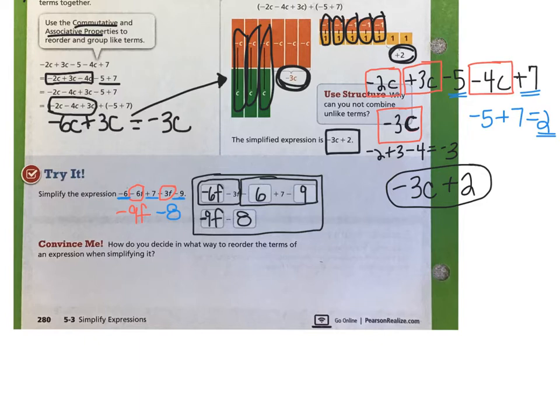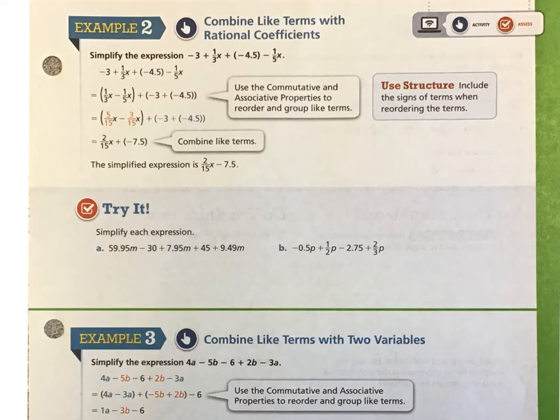Let's move on to example 2. Example 2: combine like terms with rational coefficients. We did a little bit of work with this in the previous lesson. Remember that when you simplify rational coefficients, that means rational numbers in front of the variables, you have to make sure that if they're fractions, you have a common denominator, and if they need a coefficient of 1, that you put a 1 in front of that variable, unless there's already a number there.